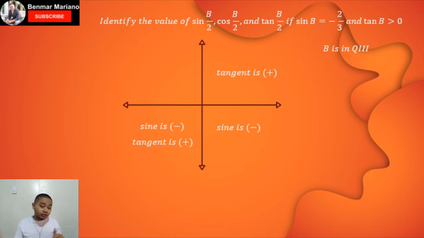So since B is in the third quadrant, the range of angle B will be from 180 to 270. When we divide all of those by 2, so B divided by 2, that would be B over 2. 180 divided by 2, that will be 90. And 270 divided by 2, that will be 135. So meaning, angle B over 2 is from 90 to 135. So it means that angle B over 2 is actually in the second quadrant.